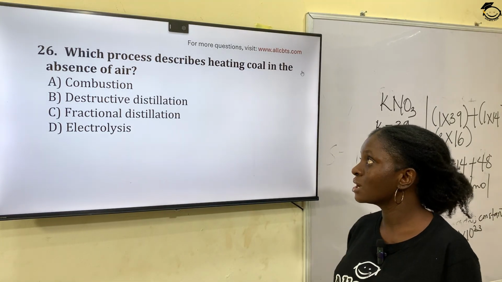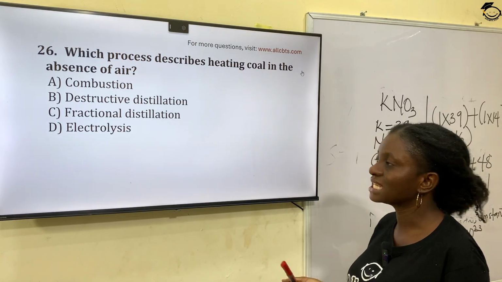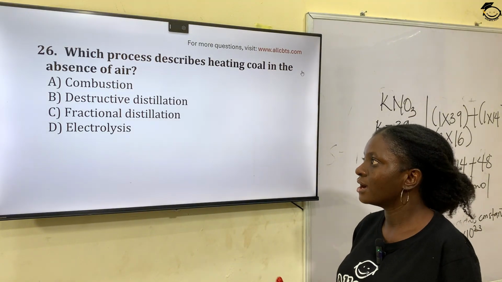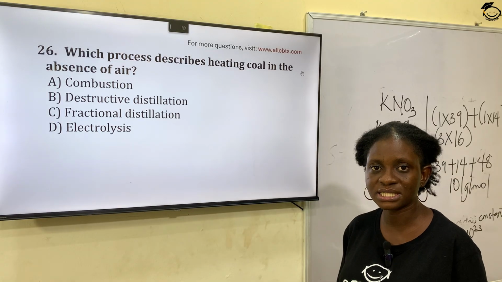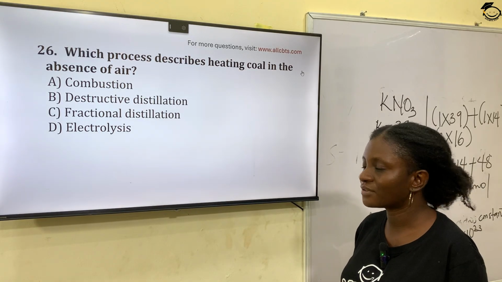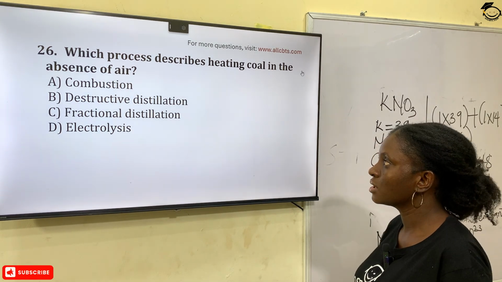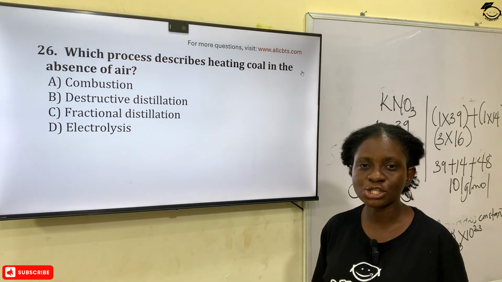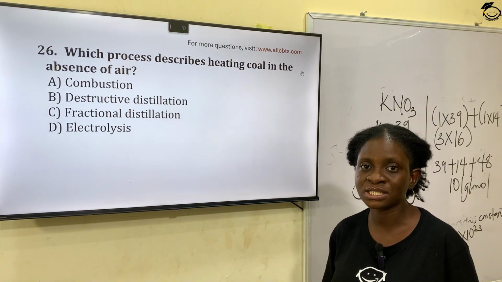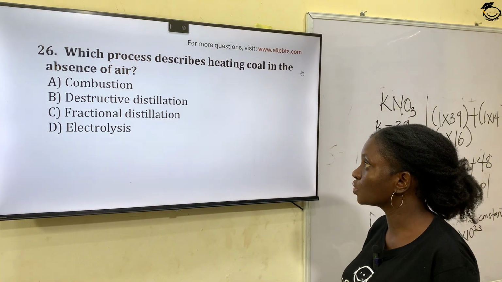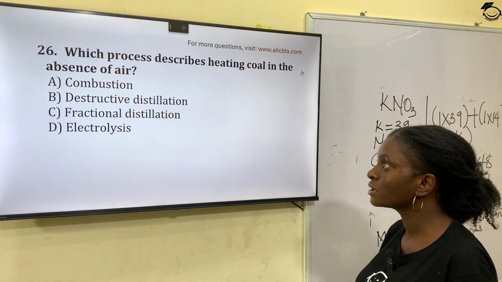Question 26. Which process describes heating coal in the absence of air? A, combustion. B, destructive distillation. C, fractional distillation. D, electrolysis. So the process of heating a substance in the absence of air is known as destructive distillation. So the correct answer is B, destructive distillation.